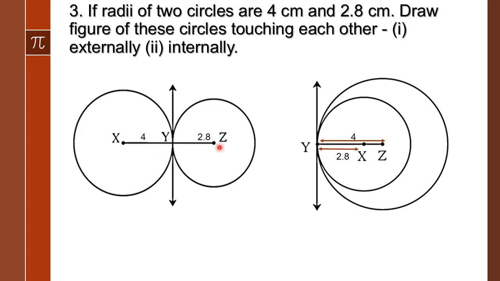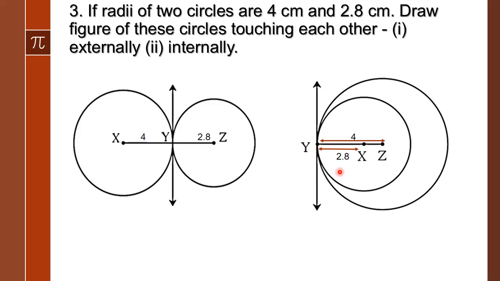So draw a straight line segment of 6.8 centimeters. From one end, draw a circle of radius 4 centimeters, and keeping the pointer on the other end, draw a circle with radius 2.8 centimeters, and hence you get a perfect diagram. Then draw the common tangent also. Showing the common tangent is important in the concept of touching circles.